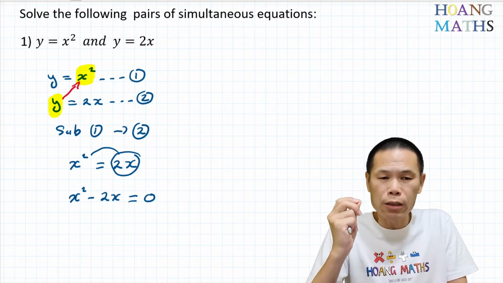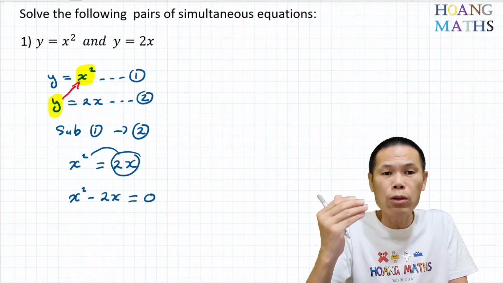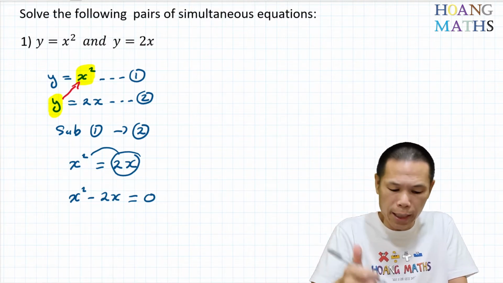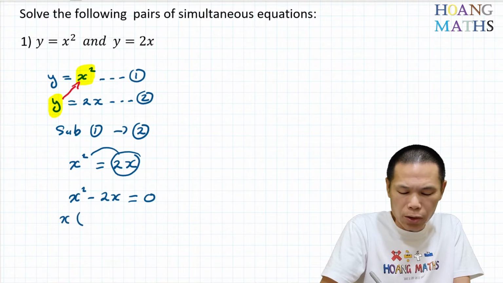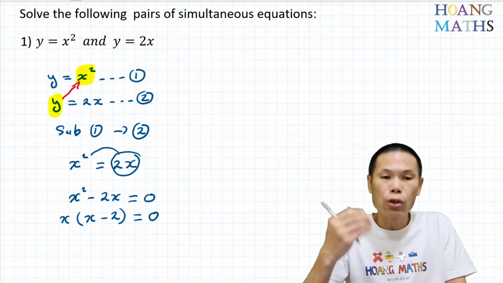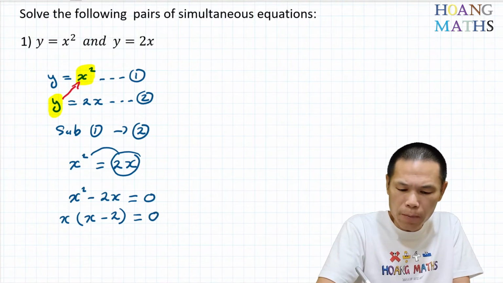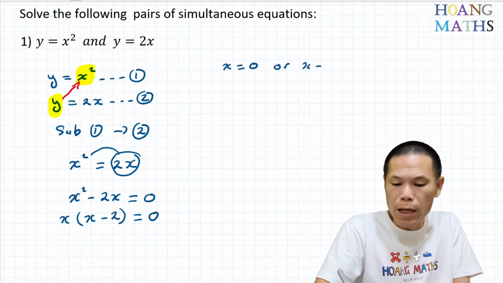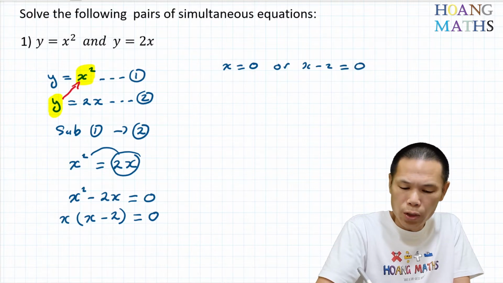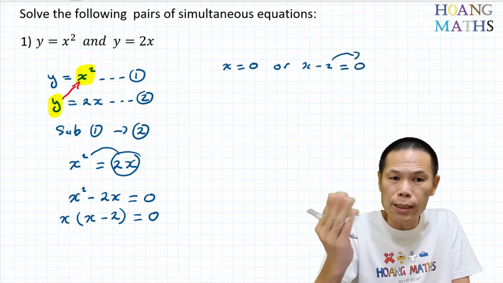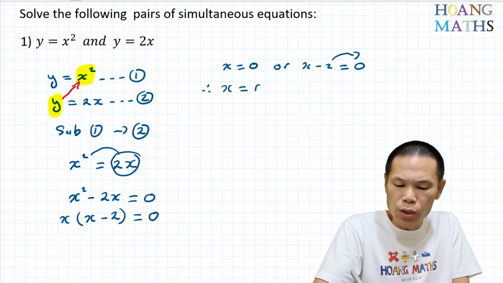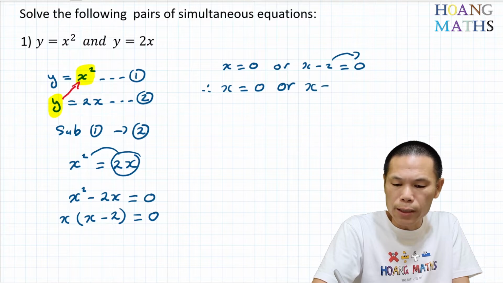So now I can factorize these equations by taking out the common factor. In this case, the common factor is x. So I take the x out. That becomes x times x minus 2 is equal to 0. So this means that x is equal to 0 or x minus 2 is equal to 0. So I move this to the side. This means that x is equal to 2. So therefore, x is equal to 0 or x is equal to 2.